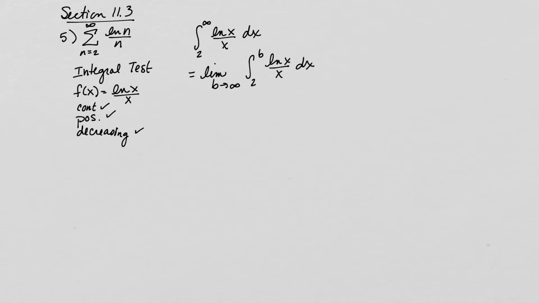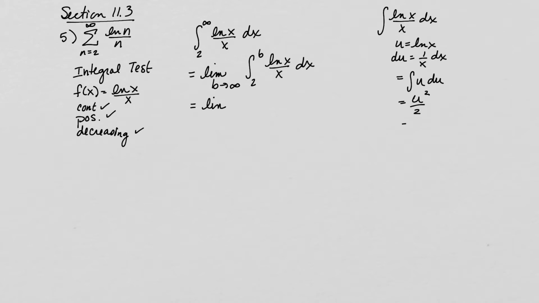And if I come over here and just do the integral of the natural log of x over x dx, if we let u be the natural log of x, du is going to be 1 over x dx. So this whole integral is just going to turn into the integral of u du, and the integral of u is u squared over 2. I have to go back to x's, right? So it's going to be natural log of x quantity squared all over 2. So we're going to take the limit as b approaches infinity of the natural log of x squared over 2 evaluated from 2 to b.